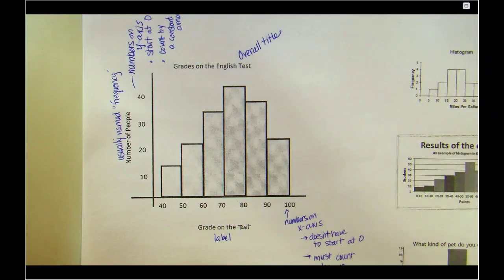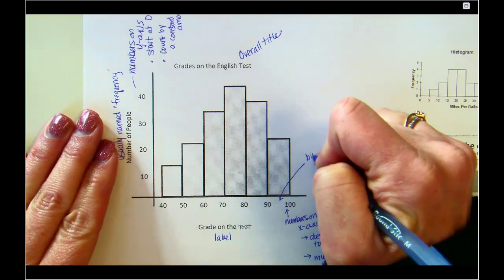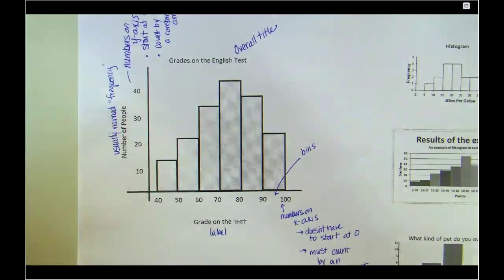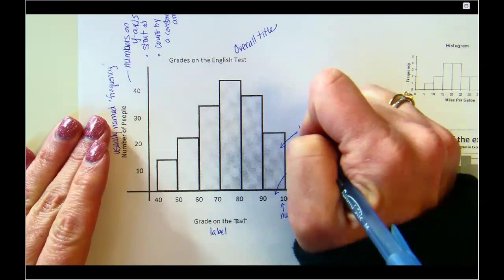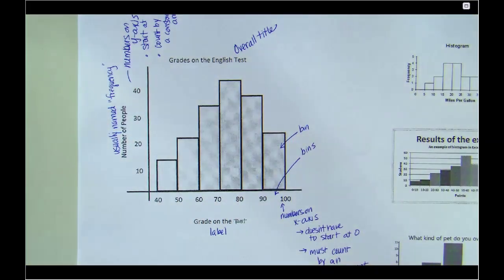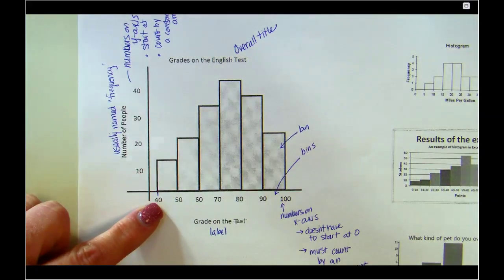Now, this is weird. These spaces in here are called bins. You can say this is the bin, or the bin is in between. It's called a bin, and that's important vocabulary. It's weird, but the vocabulary is important so that we can talk about it. When we label, this number starts the bin. So the 40s are here.